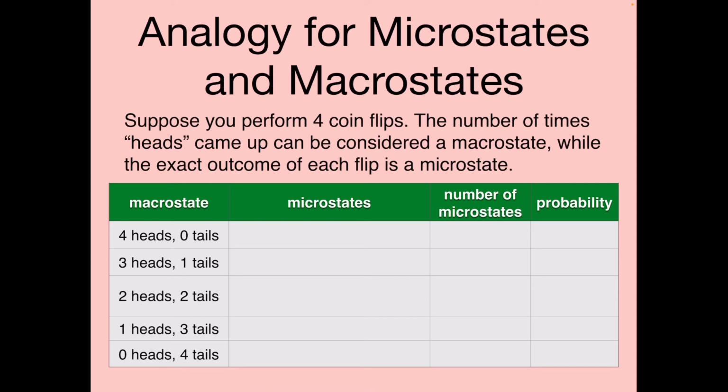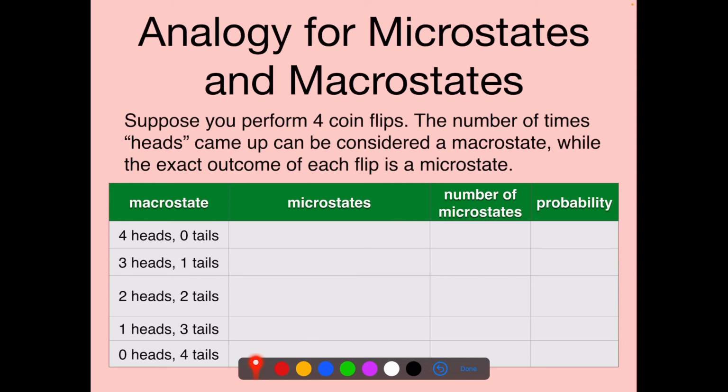So if I tell you that I got tails on the first flip, heads on the second flip, then tails again, and then heads again, that would be an example of a microstate. Okay? So let's actually fill out this table. I want us to look at, for each one of these macrostates, what are the corresponding microstates?